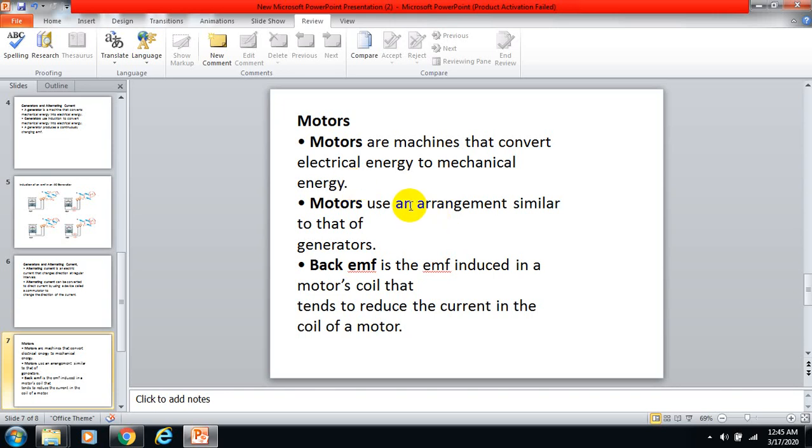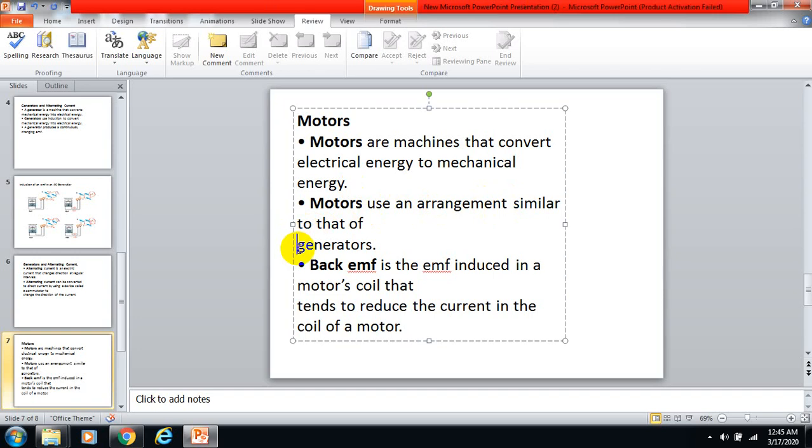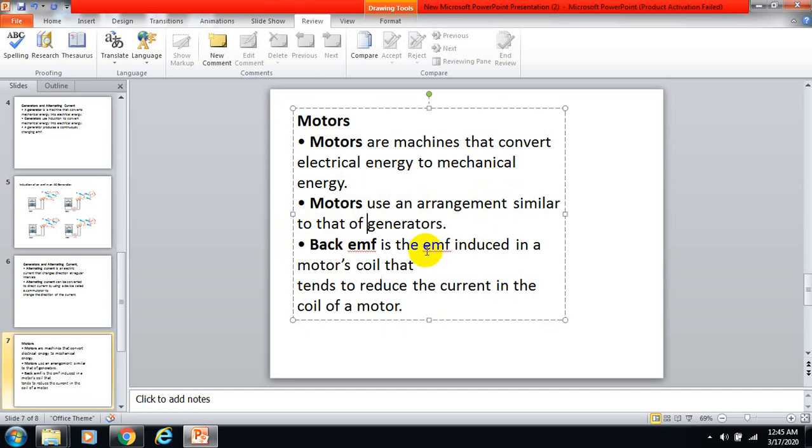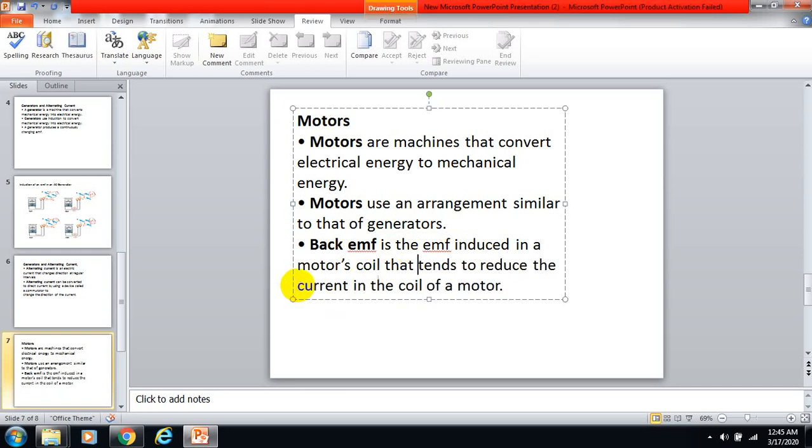Motors use an arrangement similar to that of generators. They are using a similar arrangement, you can say, as the generators did. Back EMF. Now look at the phenomena. The back EMF is the EMF induced in a motor's coil that tends to reduce the current in the coil of a motor, not to increase.